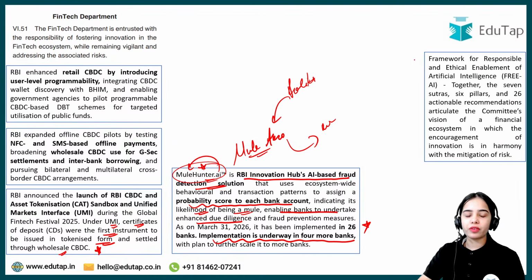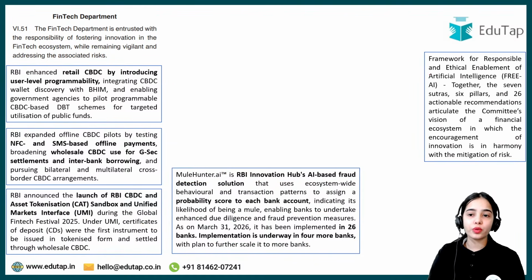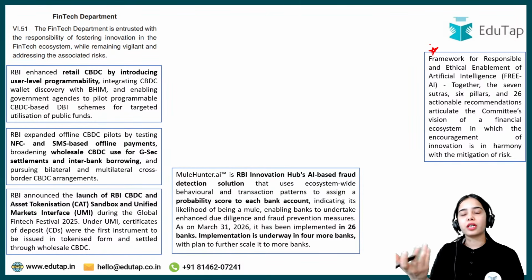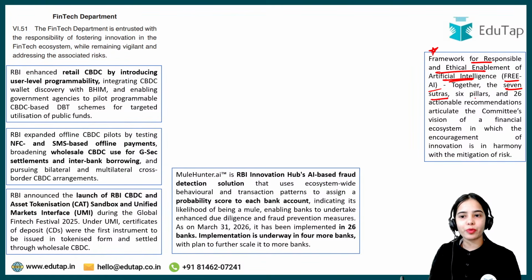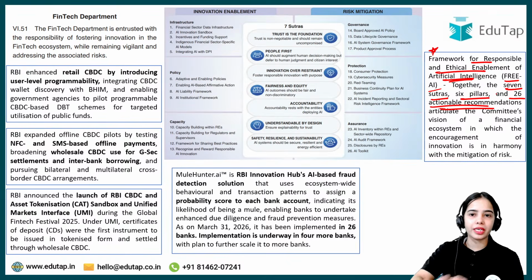Next is the FREE-AI framework. FREE-AI was again quite in use in the last year, and a descriptive question came in phase 1 and also in phase 2. The Framework for Responsible and Ethical Enablement of Artificial Intelligence, that is the FREE-AI report, was released last year. There were 7 sutras, 6 pillars, and 26 actionable recommendations provided under this report.